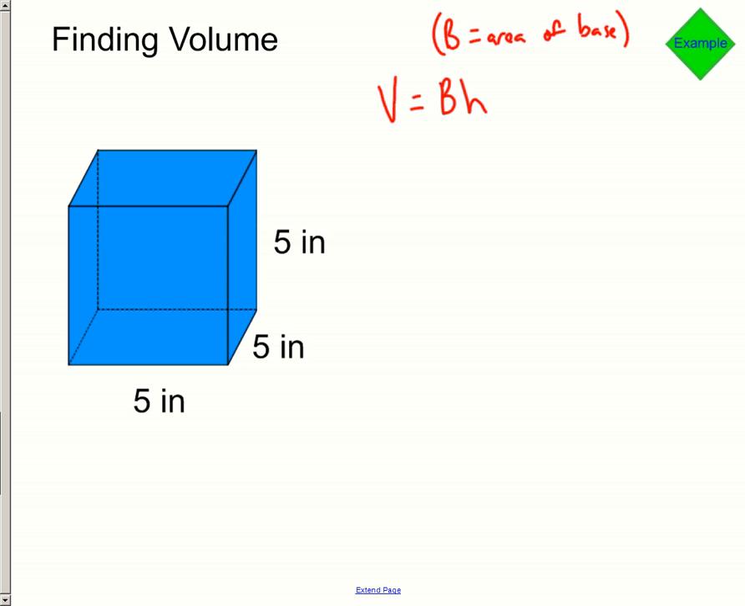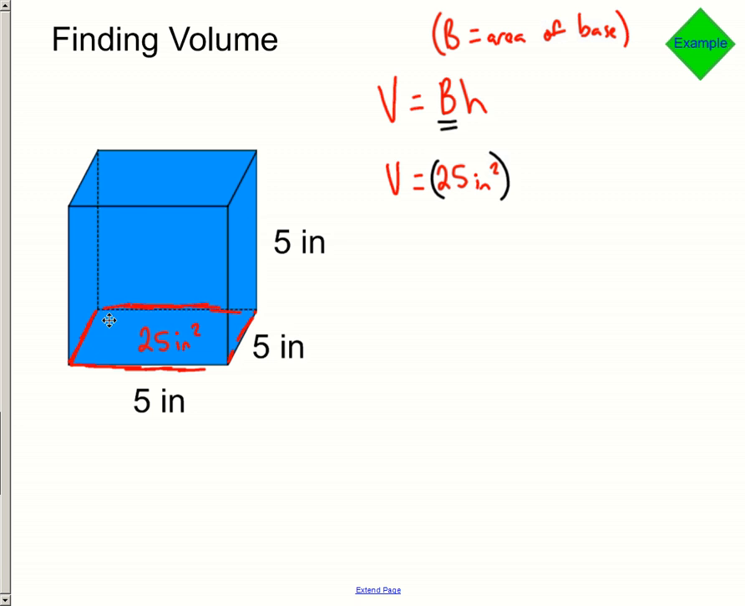And this capital B stands for area of the base. Okay. And in the same way that we rework how to find the area of a rectangle or square, you'll see that this has a square down here on the bottom of this cube. Each side is 5 inches. If I said, what's the area of this square, you'd say, well, the base times the height, little b times h, right? And we'd say 5 times 5 is 25 inches squared. So the area of the base is actually 25 square inches. So this B standing for the area of the base is 25 square inches.